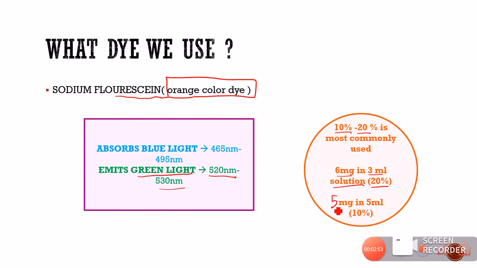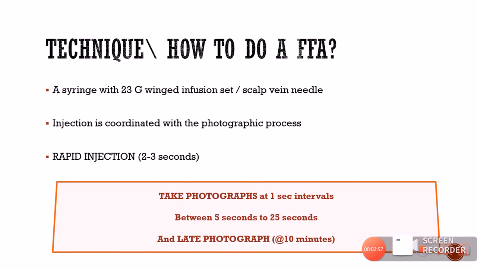So that becomes 10%. So how do we actually do an FFA? FFA, or the fundus fluorescein angiography, uses a solution that has to be injected into the antecubital vein of a patient, using a syringe with a 23 gauge winged infusion set, or sometimes a scalp vein needle. And that injection has to be coordinated with a photographic process.